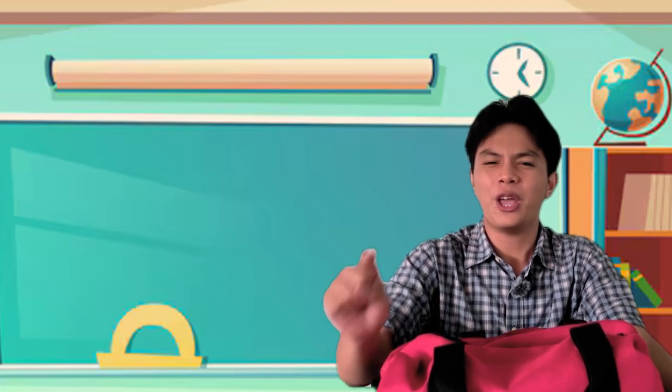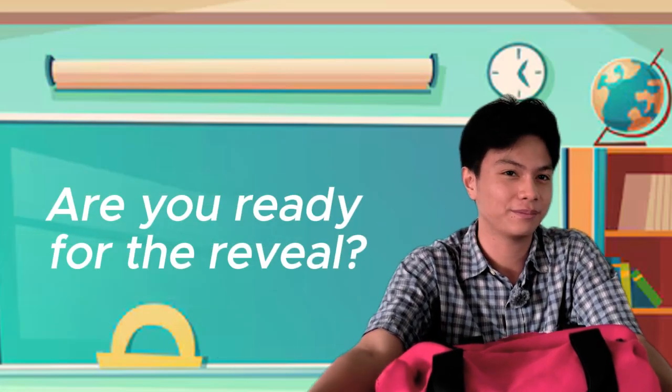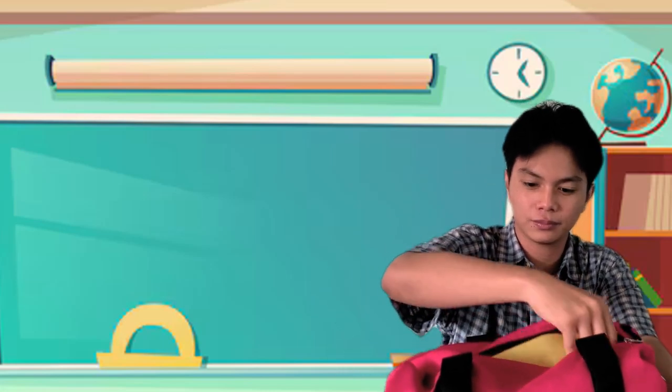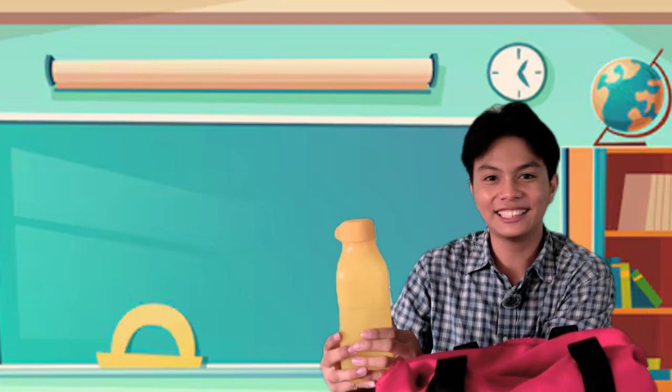Very good, grade 7. Your guesses were interesting, some were close, some were very creative, but now there's only one thing left to do. The question is, are you ready for the reveal? I can't hear you! All right. Drum roll, please. 3, 2, 1, and let's see what's inside. Oh, it's a water bottle. Interesting.